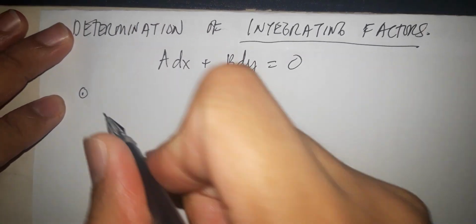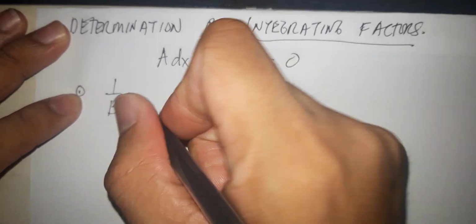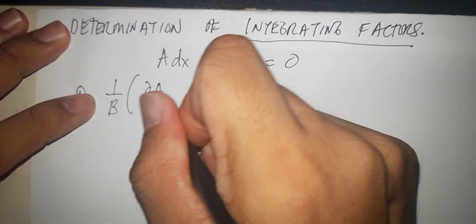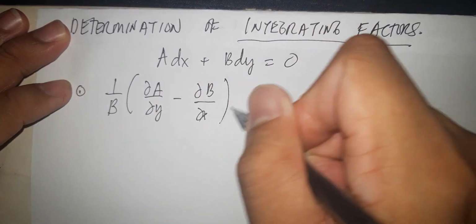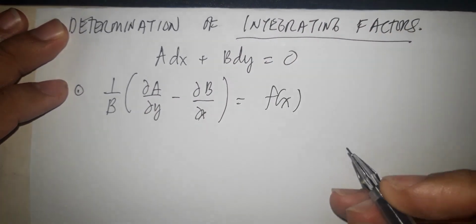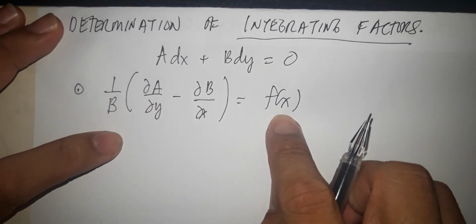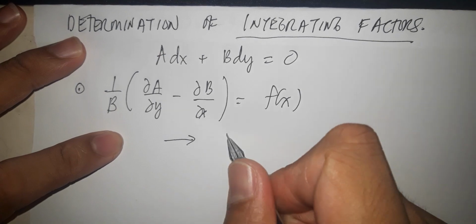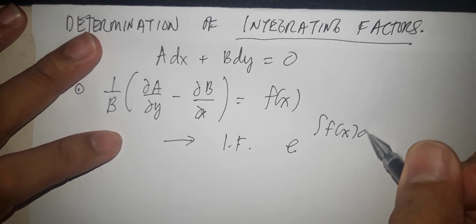So yung unang way natin is when 1 over B, so this coefficient of dy, multiplied by partial derivative of A with respect to y minus partial derivative of B with respect to x becomes a purely function of x. So pagka nung ginawa natin ito at ang naging sagot ay purely function of x, our integrating factor is e raised to integral of f of x dx.